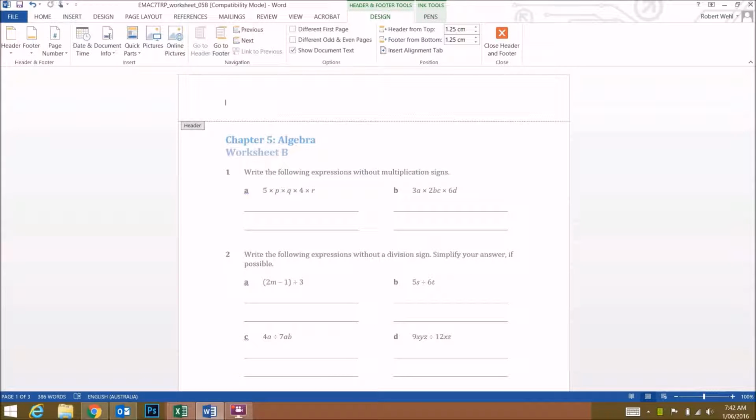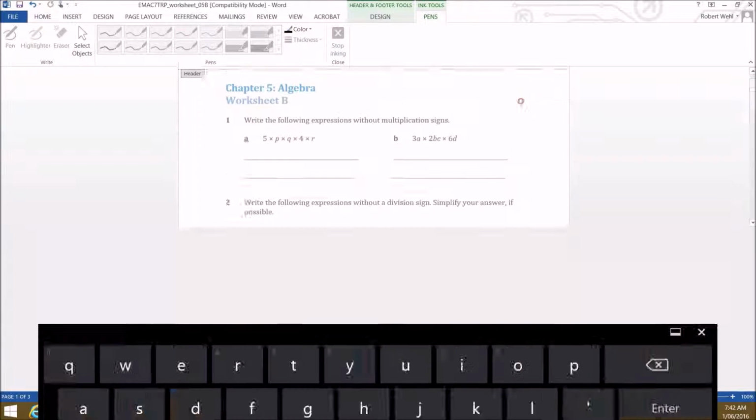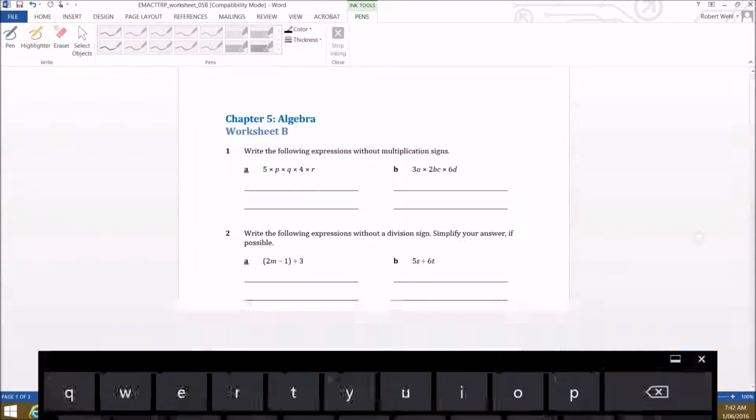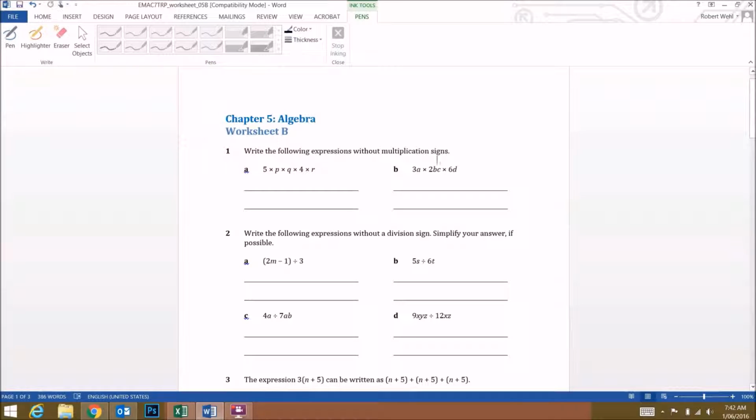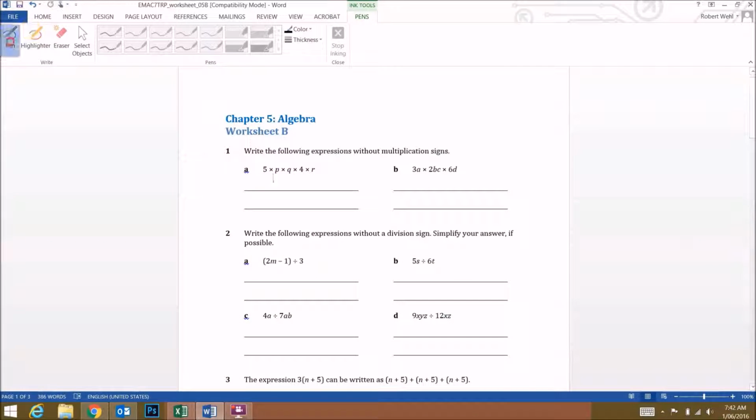Okay, so we're looking at worksheet B now. Let's have a look at question 1. It says, write the following expressions without multiplication signs. So all we're doing is simplifying this so that we're removing the multiplication signs. So basically we just multiply the numbers together.